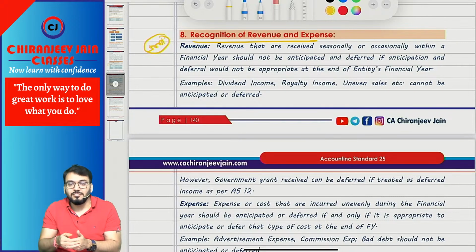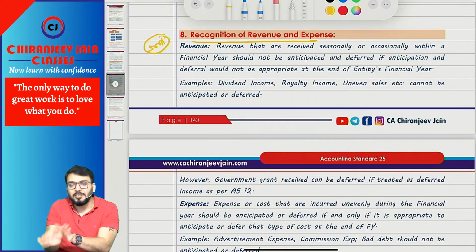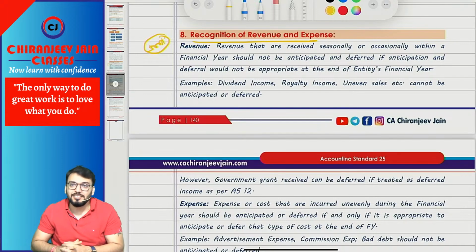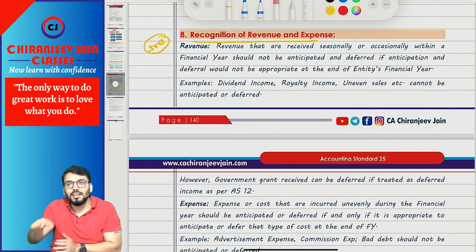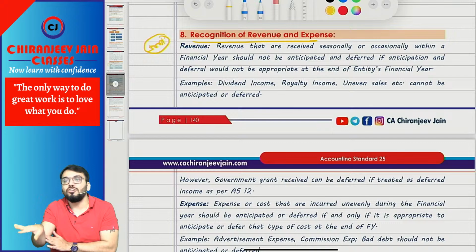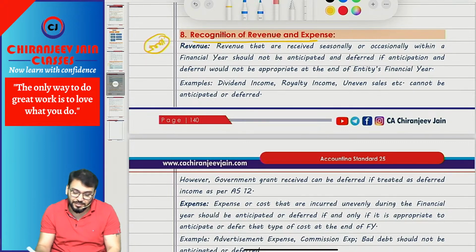The revenue should be recognized in the period in which it is earned. It should not be anticipated or deferred. Are you getting what I am saying? Anticipation or deferment cannot be done at the end of the accounting year. So what are they saying?